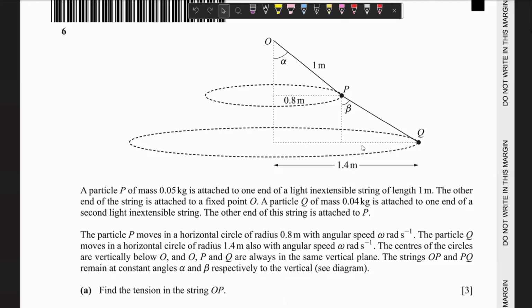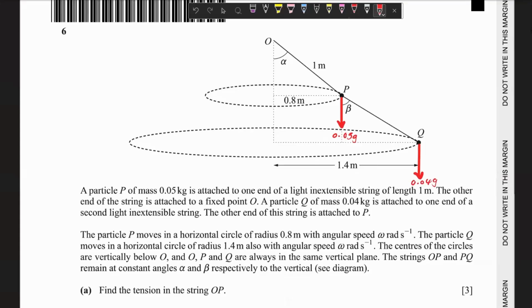On part A, find the tension in the string OP. All right, so we want to find the tension in the string OP. Now, we know that the particle P has a weight. They both have weights. The weights are, according to the question, 0.05 G and 0.04 G right here.